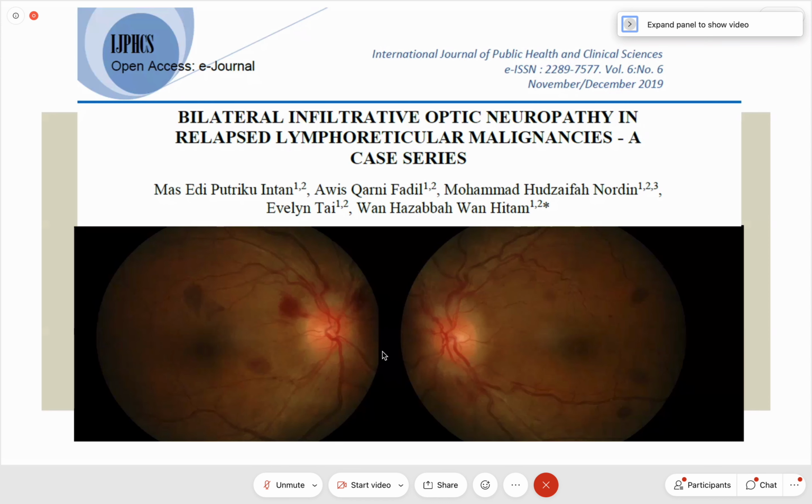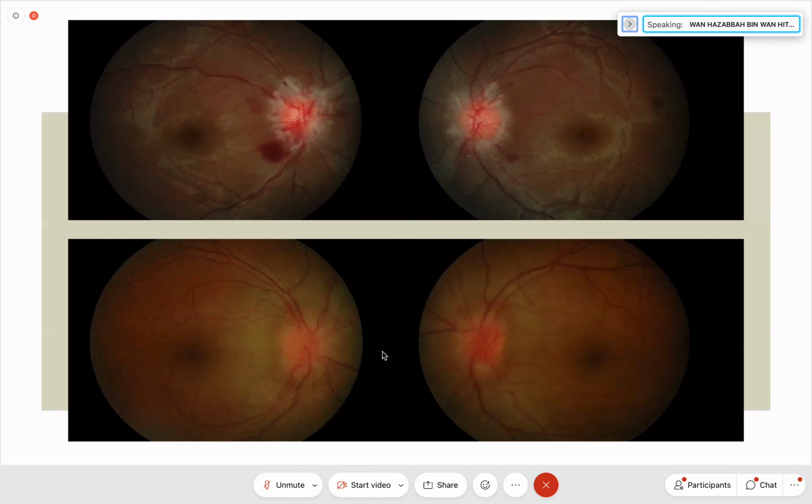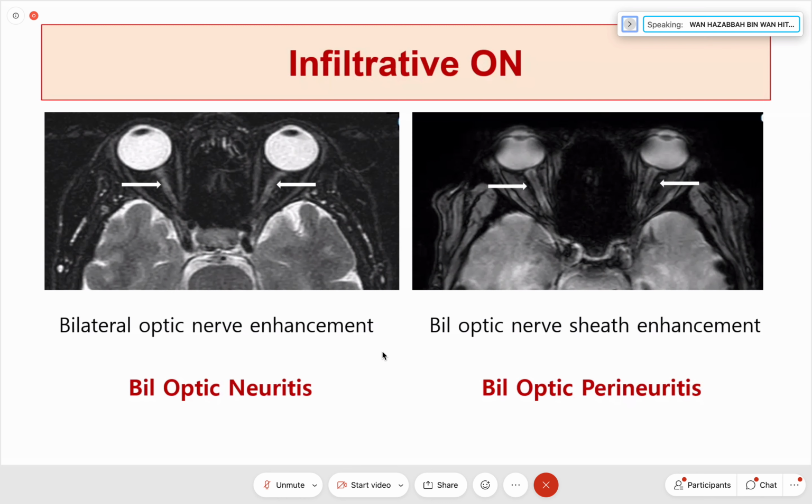This one we also encountered: bilateral swollen disc in leukemic and lymphoma patients. This is the series that we published. You can see it's a more severe bilateral swollen disc. And then here you can see MRI showing changes in both optic nerves, where some have optic nerve enhancement and some have optic perineuritis changes.